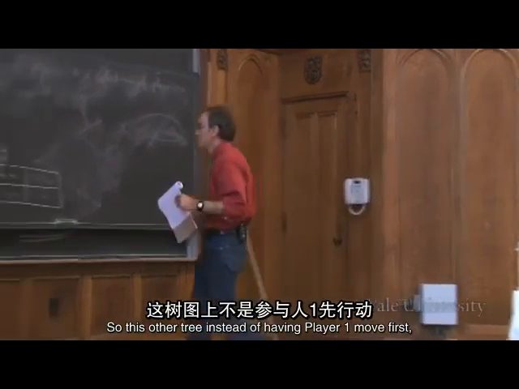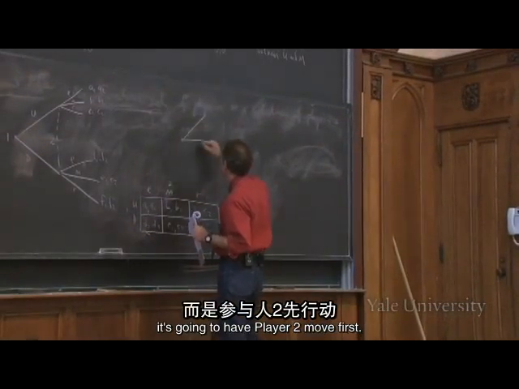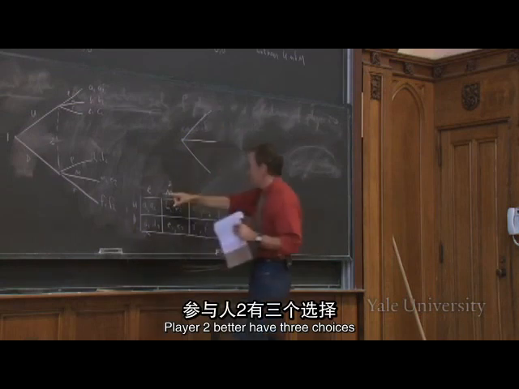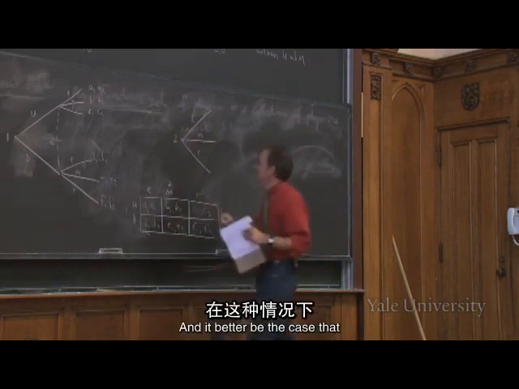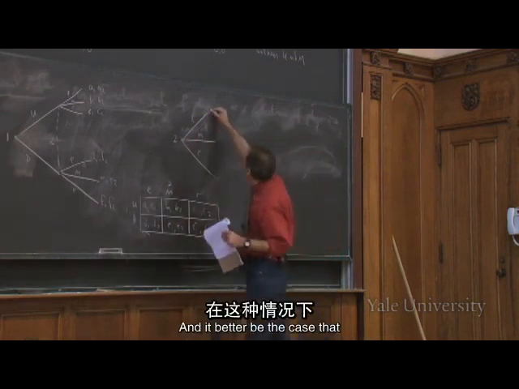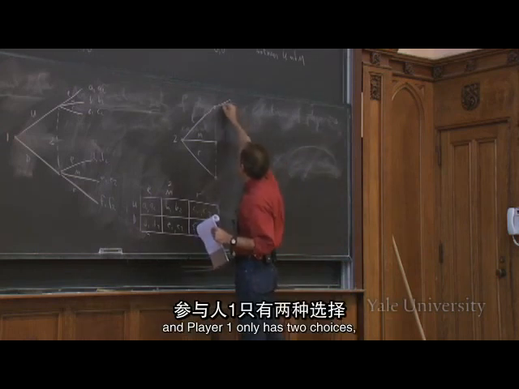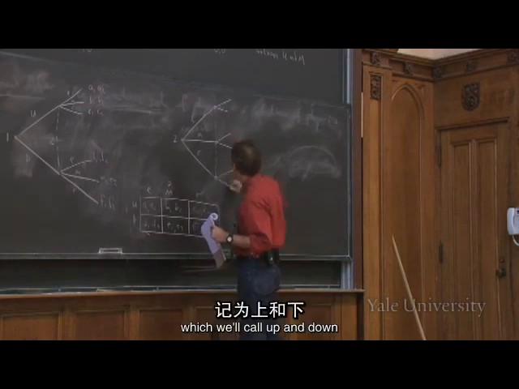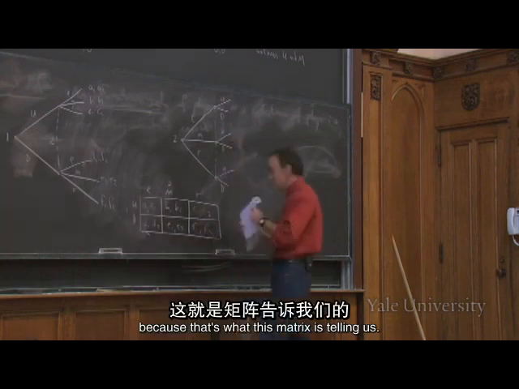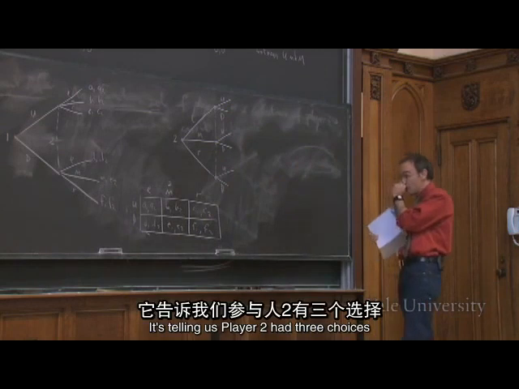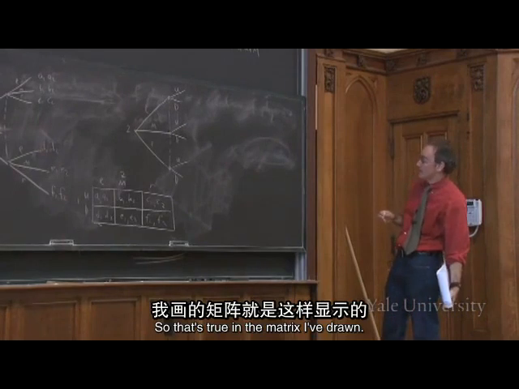Right? Here's another tree. Instead of having player 1 move first, it's going to have player 2 move first. Player 2 better have 3 choices, and we better call them left, middle, and right. And it better be the case that player 1 is in one big information set, and player 1 only has 2 choices, which we'll call up and down. That's what this matrix is telling us. Player 2 had 3 choices, and player 1 had 2 choices. So that's true in the matrix I've drawn.